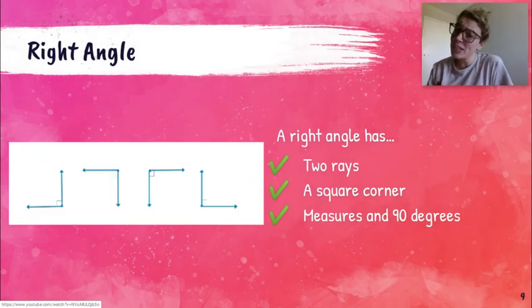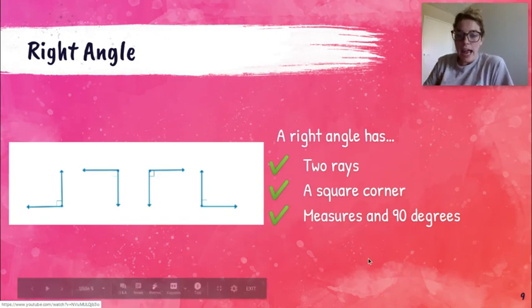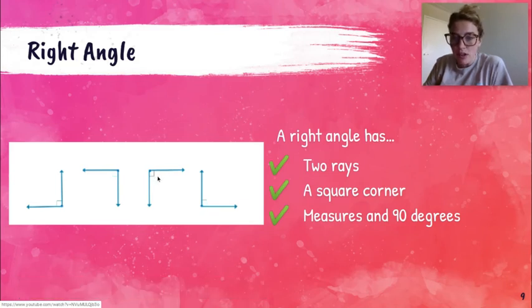And these ones are pretty much the easiest ones to identify. It has two rays, just like everyone else. It has a square corner, okay? Sometimes it's even marked with this little square, and that little square is telling you this is a right angle. That's 90 degrees, okay? It looks like the corner of a square, and it measures 90 degrees.